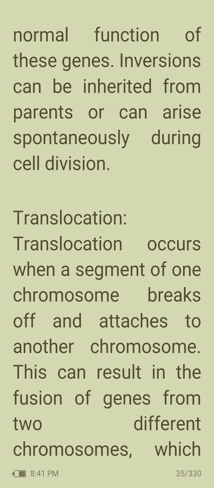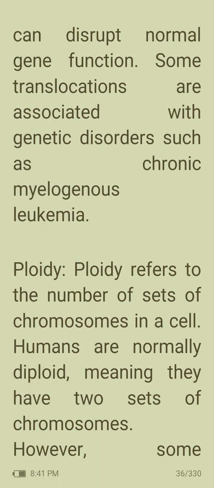Next, translocation. Translocation occurs when a segment of one chromosome breaks off and attaches to another chromosome. This can result in the fusion of genes from two different chromosomes, which can disrupt normal gene function. Some translocations are associated with genetic disorders such as chronic myelogenous leukemia.